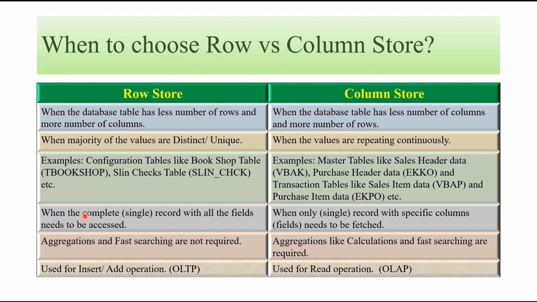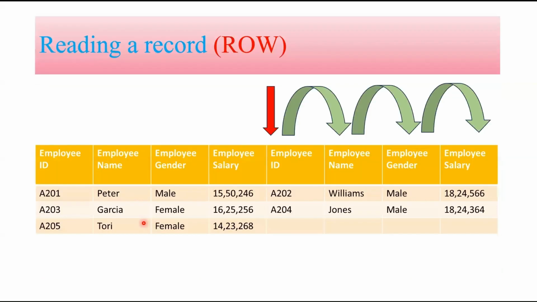When there is a scenario where one complete record with the full set of fields needs to be accessed, in that case we need to choose row store. Let's illustrate more on this. If we see here, identical data is stored side by side. Here, identical means one set of a record is stored side by side. So whenever a read operation is performed, the data can be fetched easily.